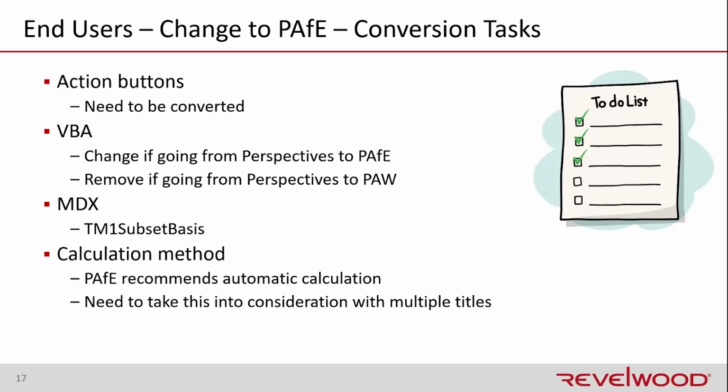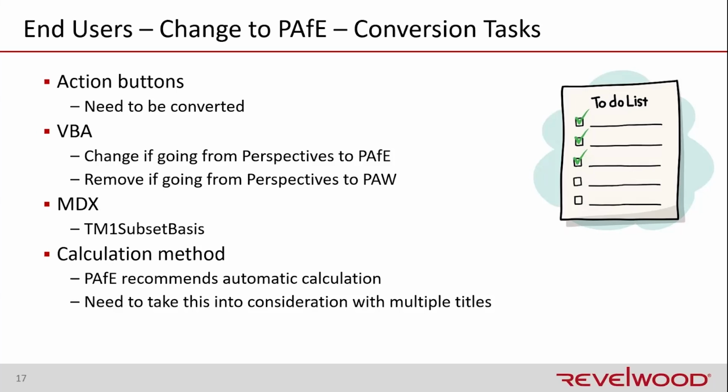You also want to think about your MDX. The majority of the MDX that you've written in Perspectives is going to be functional in PAFE. But some MDX functions, for example TM1 subset basis, are not compatible with the new version. So anything that you've created as a dynamic subset, anything that you've created as part of an Active Form report, anything that you've created that you reference, you want to run some tests, you want to make sure that those are going to convert over.